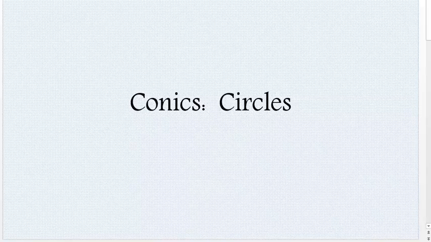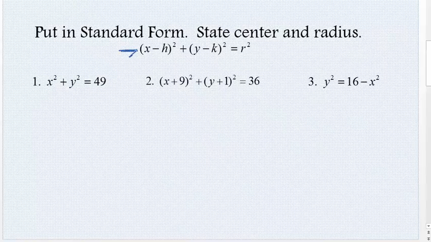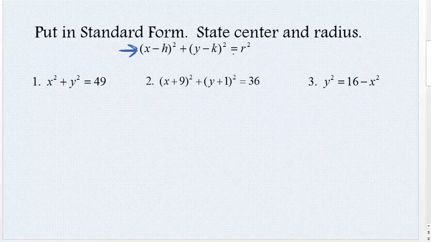Alright, this is the second video on conics, and specifically it's about circles. Here we go. Now, circles, on the first video, we talked about all the formulas for circles. Here's the formula for a circle that you need to memorize: (x − h)² + (y − k)² = r², where r is the radius.